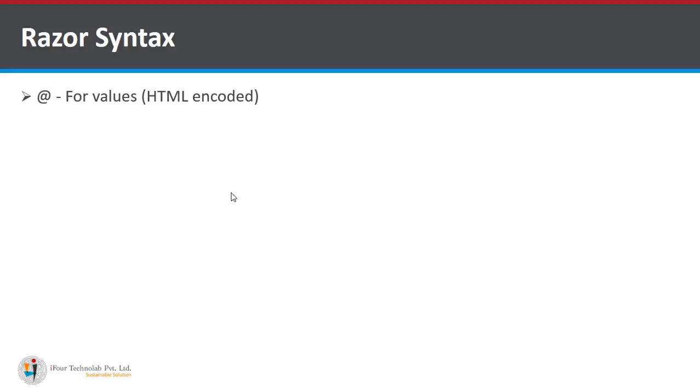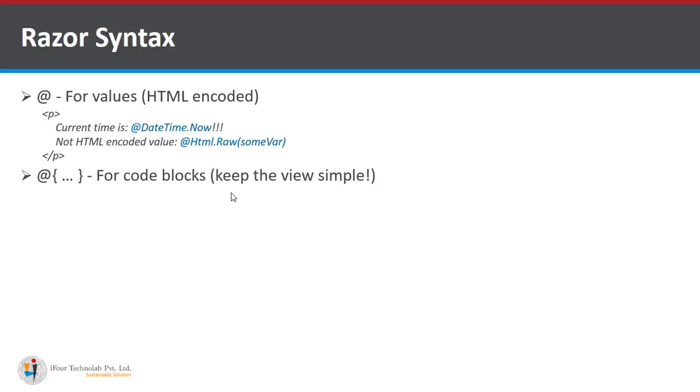Razor syntax: @ for values, HTML encoded. Here is an example in a paragraph tag. If I want to show the current time, what I will do is @DateTime.Now. So it will behave as C# programming language. Not HTML encoded code: you don't have to write @Html.Raw and store that in some variable. You can directly access this.